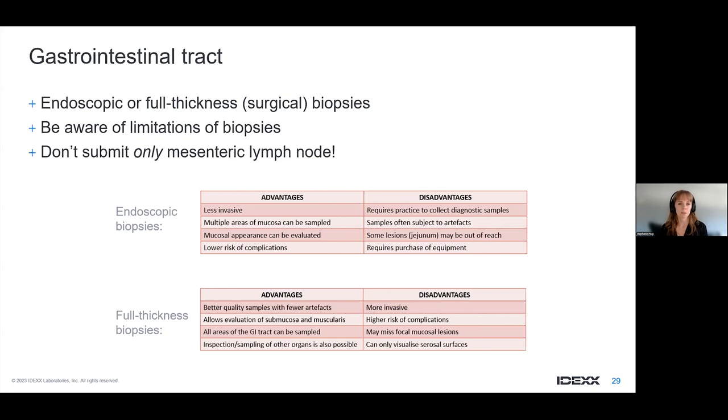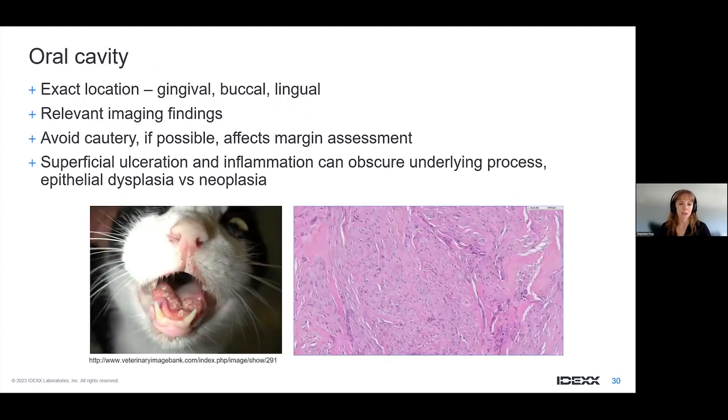Because unless there is a very, very obvious neoplasia, if we just have a mesenteric lymph node biopsy, you will probably get this back as a reactive lymphoid hyperplasia, but this is to be expected in basically any gastrointestinal disease anyway. The oral cavity is another example where the correlation with the clinical picture is really, really important.